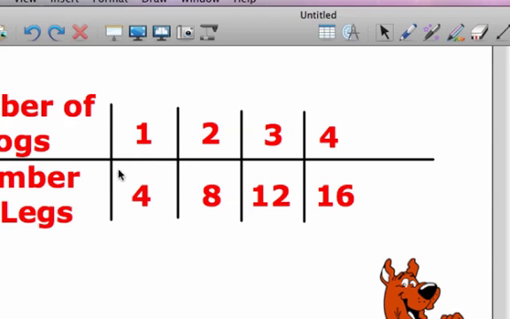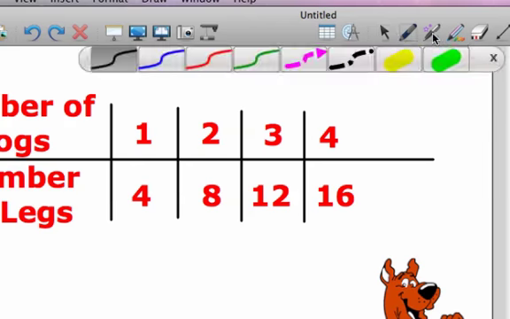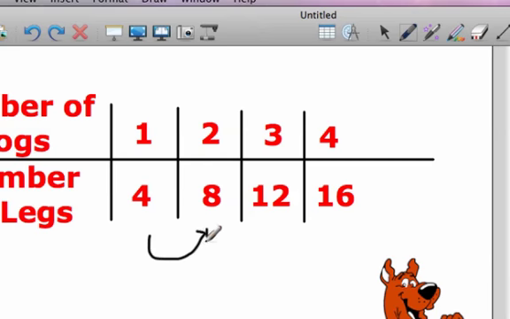But we have one dog, we have 4 legs. If we have 2 dogs, we have 8 legs. 3 dogs, 12 legs, and so on. So you can see each time we do this, there's a little pattern, and we're going up by 4, and up again by 4, and so on and so forth. And you can kind of catch the idea.